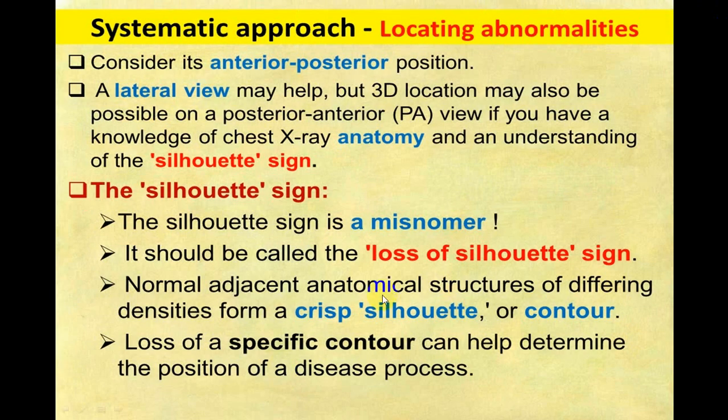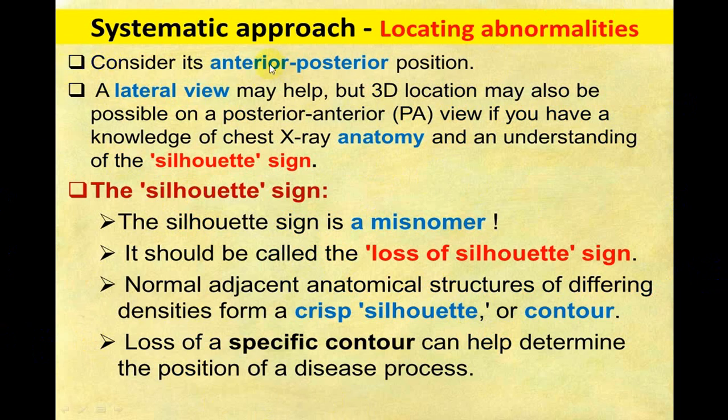Ideally speaking, it is a loss of silhouette. What was a normal border, you cannot identify. So ideally we should say loss of silhouette is called silhouette sign, but it is labeled as only silhouette sign. Ideally we should say loss of silhouette sign, but that is the word which is commonly utilized. So for adjacent structures, if there is an overlapping, you will not be able to identify the border of those particular structures, and that is silhouette.